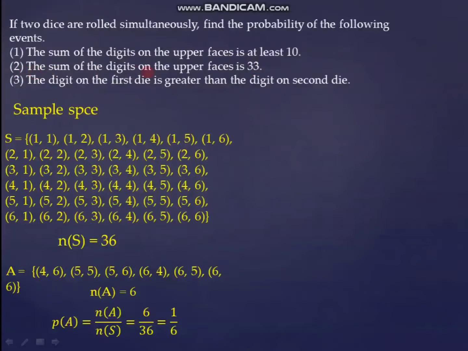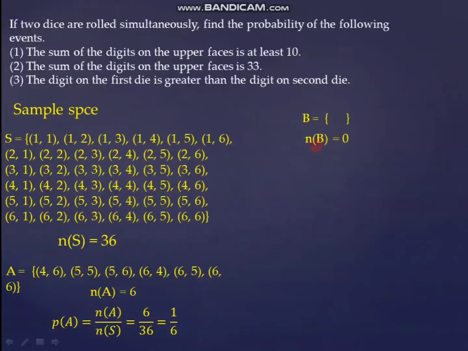The next event is that the sum of digits on the upper faces is 33. I will name this event as event B. Now we have to find sample points from this sample space for which the sum of digits on the upper faces is 33. Now if we consider any sample point amongst all these 36 points, there is no such point for which the sum of digits on the upper faces is 33. So for this set, no element will be there. That means this set is an empty set. Therefore, n of B is equal to 0.